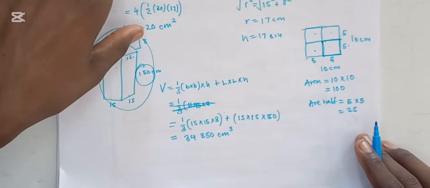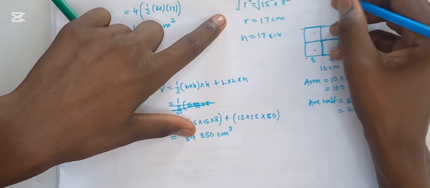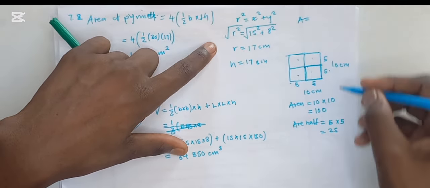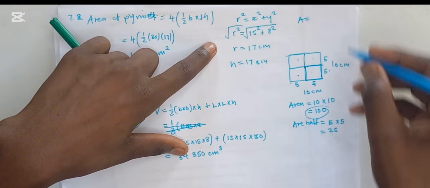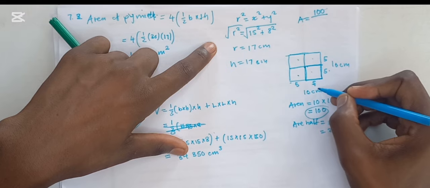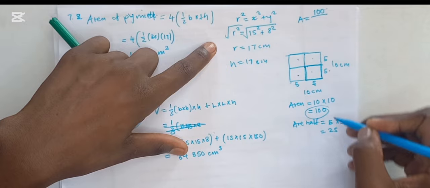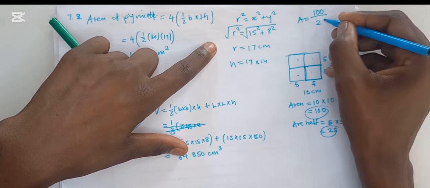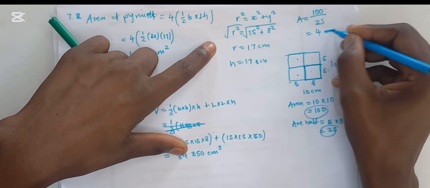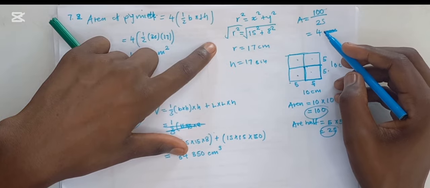But how did they get that 4? It is that they compared the areas. The area of the bigger one is 100, and they divided it by the area of one of these things here, which is 25. If you work this out, we're going to get 4 of the squares that have been formed here.